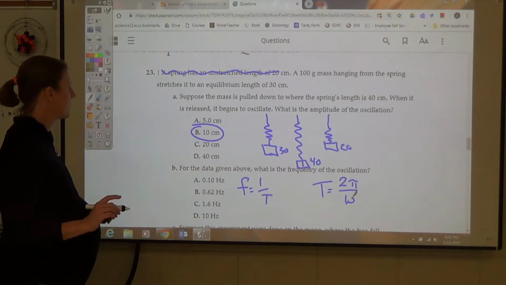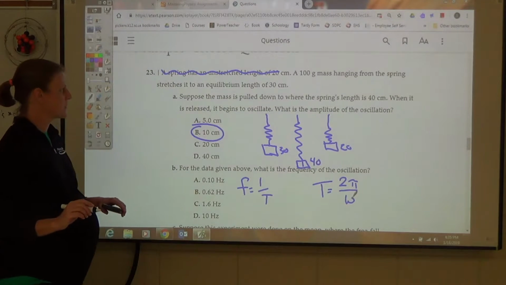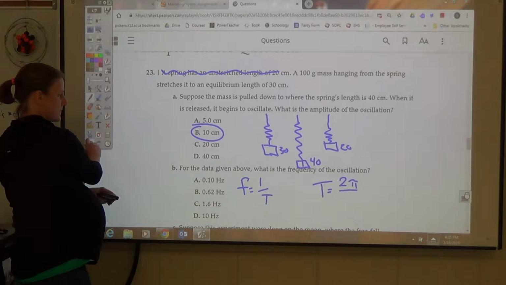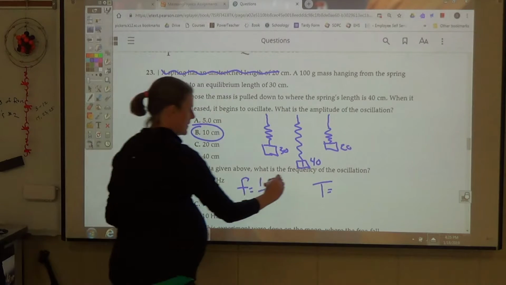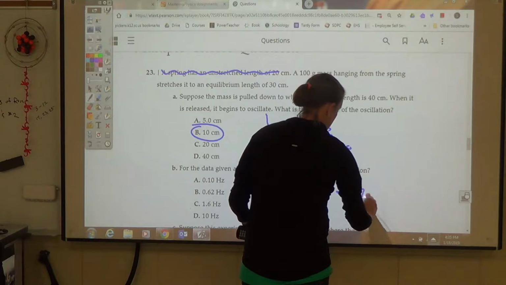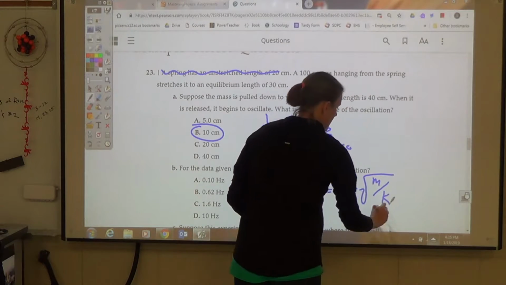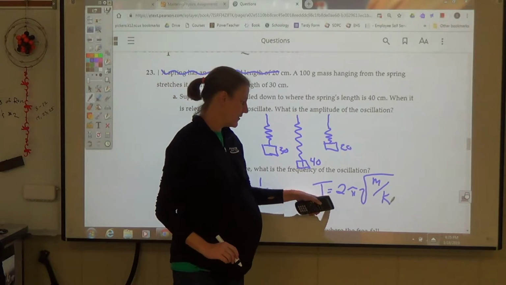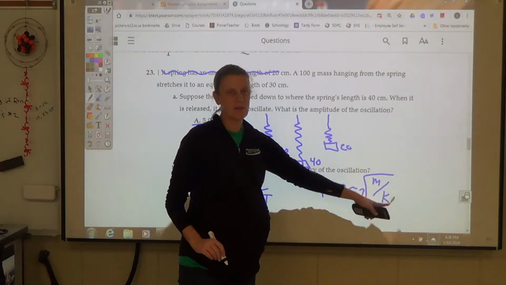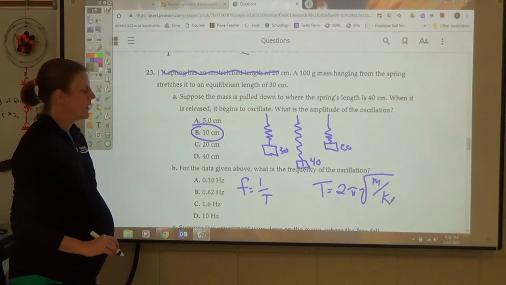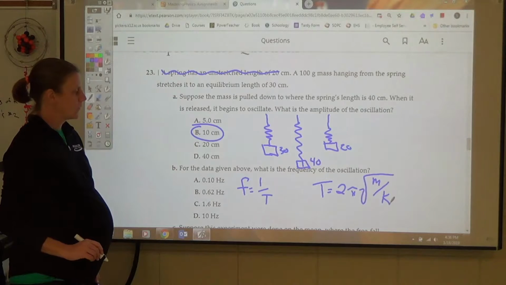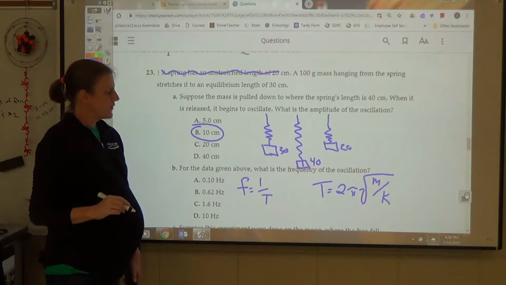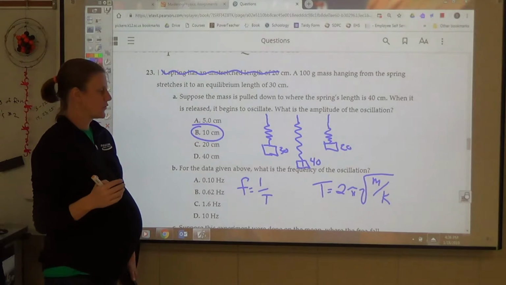Oh, but I can't find that. Okay. Sorry, I was looking for either maximum speed or something like that. All right, let me go back to the other one, sorry. Okay, so I can find the frequency if I can find the period. I can find the period if I just know the mass and the k, the spring constant, which I can figure out just by knowing sort of the restoring force.